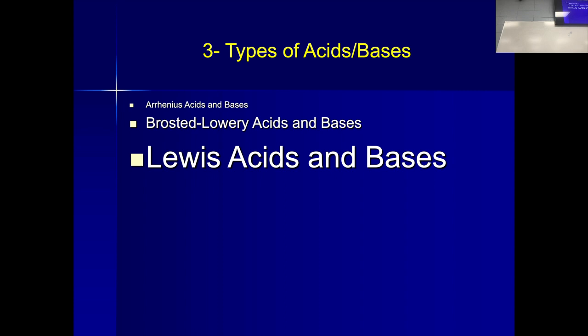Then along came Lewis. G.N. Lewis died in the, I don't remember when he died, probably in the late 1930s, early 1940s. One of the people who probably should have gotten a Nobel Prize but didn't because he was a jerk, according to the rumors. You all learned in general chemistry, Lewis structures, same guy. Okay? But G.N. Lewis came up with his theory in the early part of the 20th century, and we have what are called Lewis acids and Lewis bases.